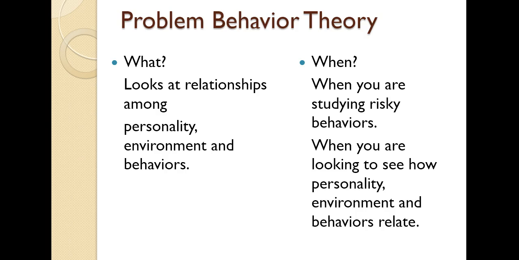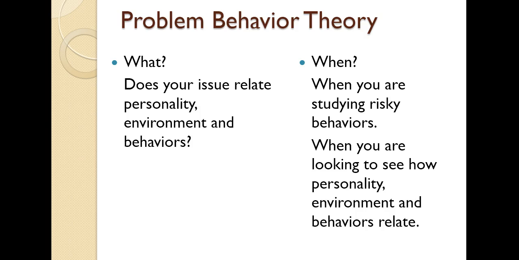The next one is the problem behavior theory, and it looks at relationships among personality, environment, and behaviors. You use this mostly when you're studying risky behaviors. It's been used most often with adolescents. You use it when you're trying to see how these three elements, personality, environment, and behaviors, relate. So if you're working on an issue where you can relate personality, environment, and behaviors, and you can actually affect those and how they interrelate with each other, this could be a theory that you might want to consider.